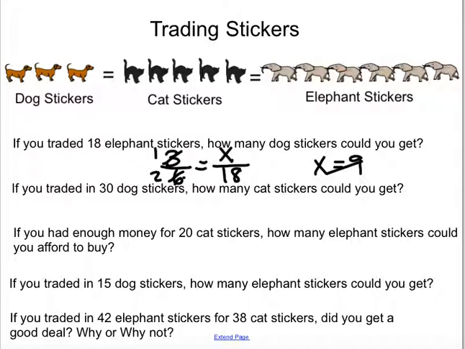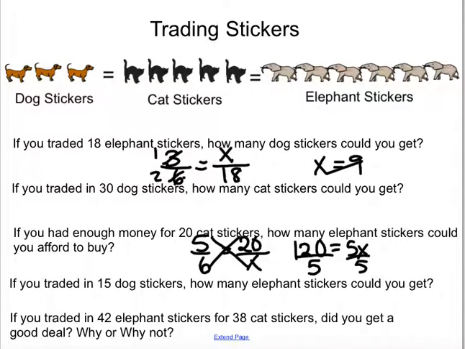Another one in here, let's say this third one, if you had enough money for 20 cat stickers, how many elephant stickers could you afford to buy? Well, our cat to elephant is 5 to 6, so if we have 20 cat stickers, we want to know elephant stickers. So maybe in this case I cross multiply and I see, all right, 120 equals 5x. So we divide by 5 and we would see that x equals 24. Now we could have also seen that 5 times 4 is 20, so 6 times 4 is 24. Lots of ways to do that one.